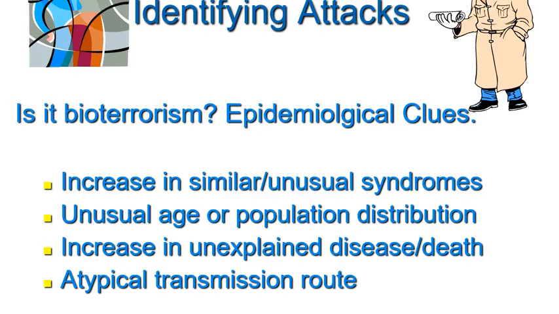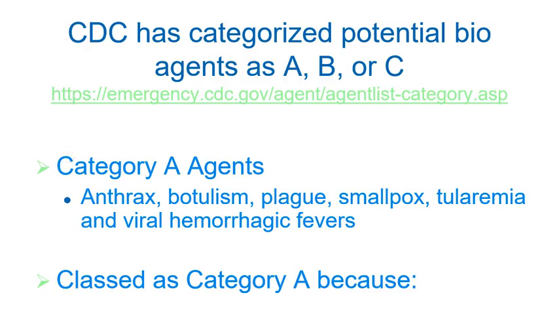So the CDC has categorized potential bioterrorist agents as category A, B, or C. And this link here gives you a one-page list of what they consider A, B, or C. And the most dangerous ones are what they consider the category A agents. And those would be anthrax, botulism, plague, smallpox, tularemia, and viral hemorrhagic fevers such as Ebola and Lassa virus.